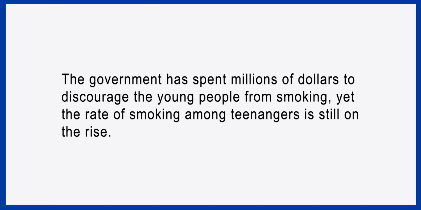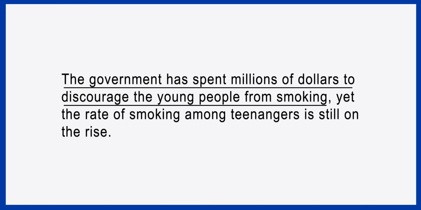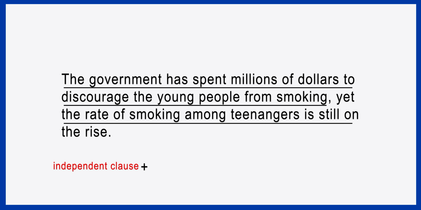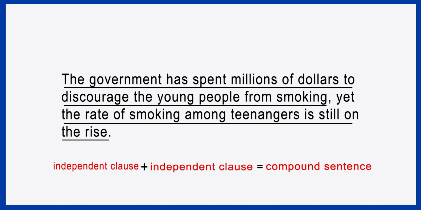Now, here is an example of a compound sentence with a coordinating conjunction, or FANBOYS. "The government has spent millions of dollars to discourage the young people from smoking. Yet, the rate of smoking among teenagers is still on the rise." This is a compound sentence, and because it consists of two independent clauses, it has two main ideas.